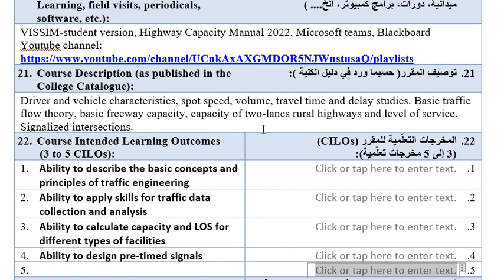For the content of the course, we have driver and vehicle characteristics. And what did I tell you about them? Driver and vehicle characteristics?